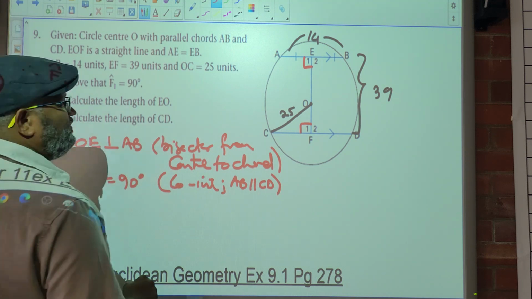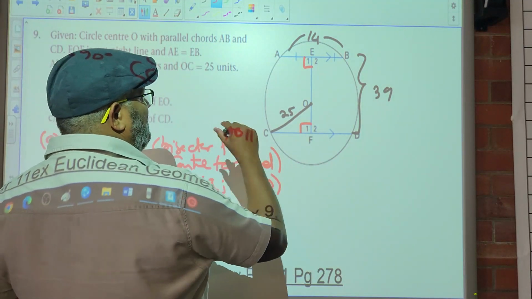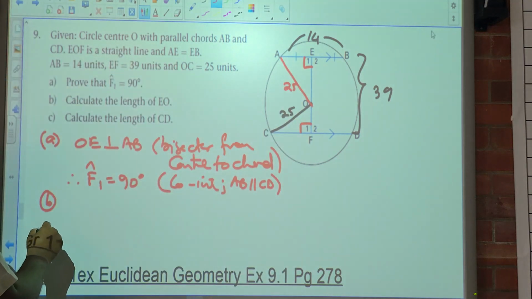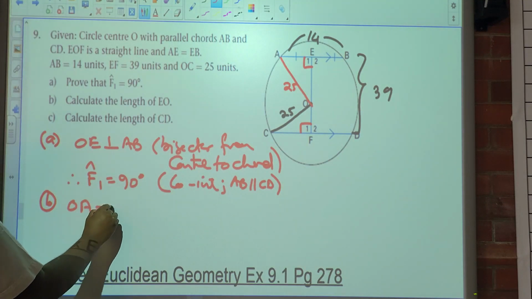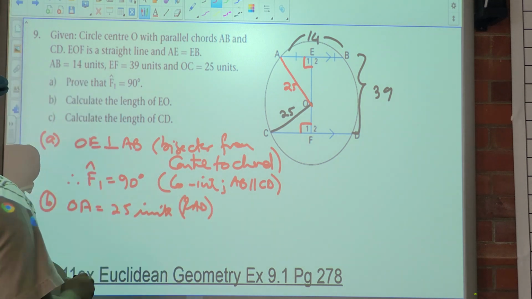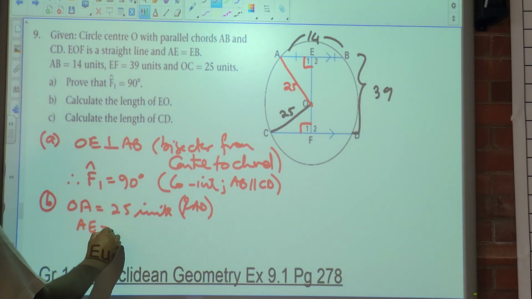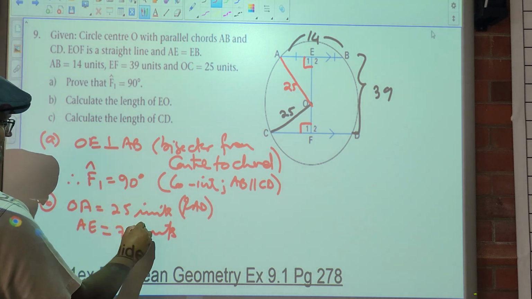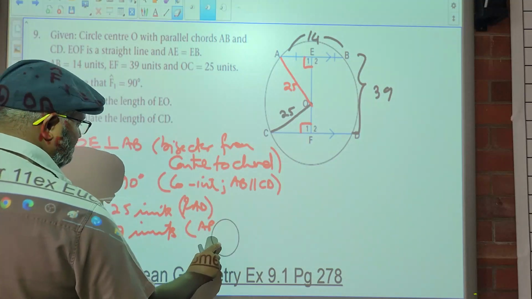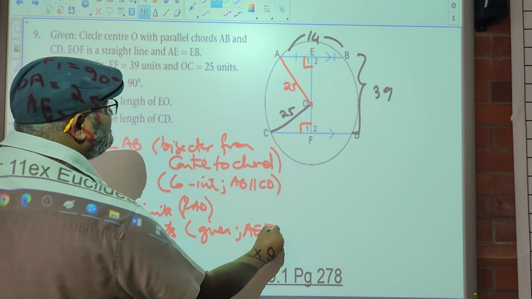Calculate the length of OE. So I got OA to be 25 units. Why? Radii. Okay. Then AE is equal to 7 units. Why? Because AE is given that AE is equal to EB.